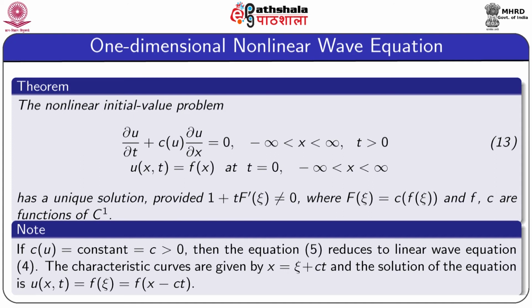It is to be noted that if c(u) equals a constant in equation 13, then it will reduce to the linear wave equation 4, and the characteristic curves are given by x equals xi plus ct, and the solution is given by u is equal to f(xi), where xi equals x minus ct. Therefore, u is equal to f of x minus ct.